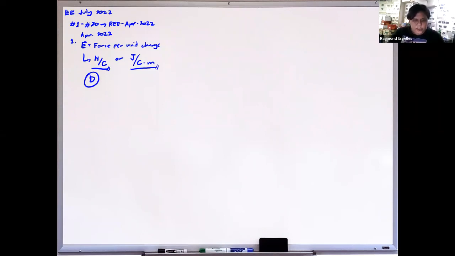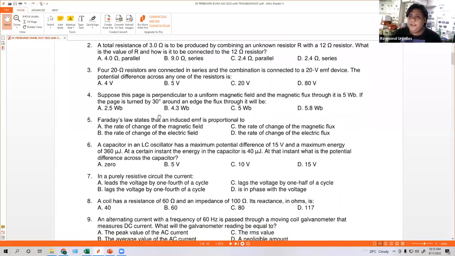Okay? So next, number 2, no? So yung number 2 lumabas din April 2022, no? Okay? So yung tanong naman dito is a total resistance of 3 ohms is to be produced by combining an unknown resistor R with 12 ohm resistor. So what is the value of R and how is it connected to the 12 ohm resistor, diba?